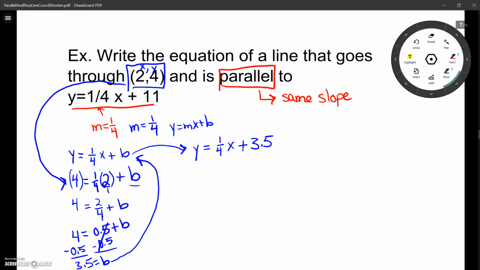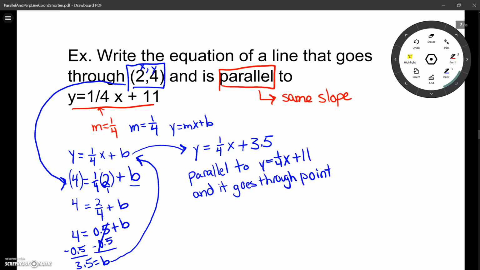So this line we just created is parallel to y is equal to 1/4 x plus 11, and it goes through point (2, 4). And that's it.